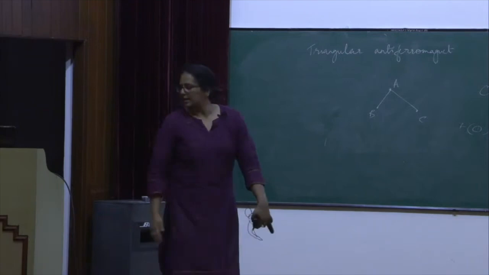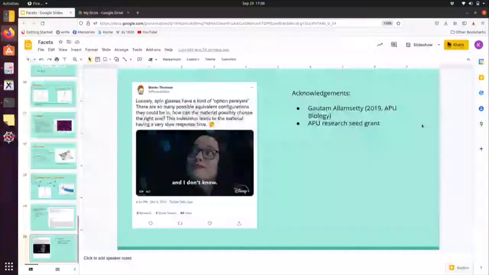Okay, so I'm going to end. I'll end with a tweet about last year's Nobel Prize. This is a tweet about Parisi's Nobel Prize. It says, loosely, spin glasses have a kind of option paralysis. There are so many equivalent configurations, how does the material choose which one to be in, and this leads to a slow response time. So the GIF has not come about, but the GIF basically says, I don't know, I don't know, I don't know. That's the end. Finally, we don't have an answer.